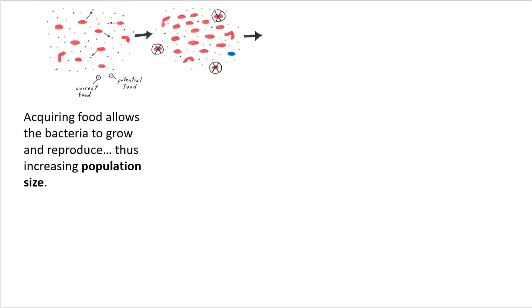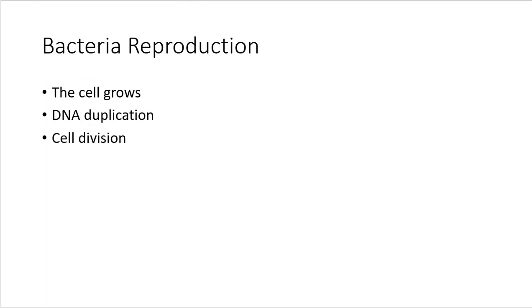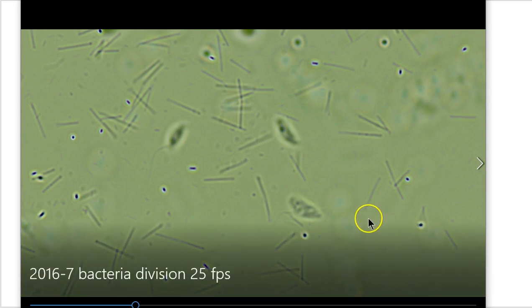Now, acquiring food then allows the bacteria to grow and reproduce. Remember, Luca was equipped with DNA. DNA can be duplicated. And so in time then, the population will grow. As they reproduce, the population numbers increase. Let's remind ourselves what that would have looked like.